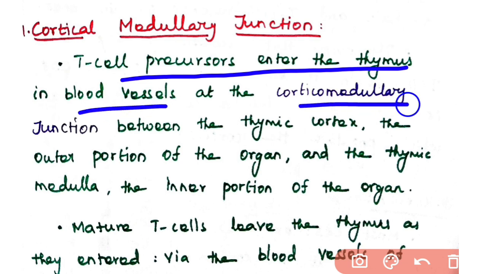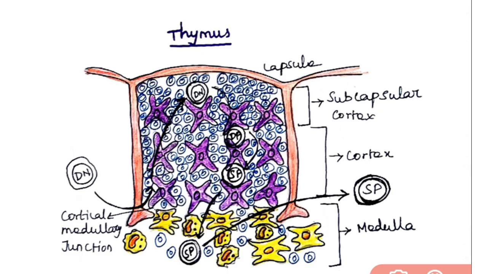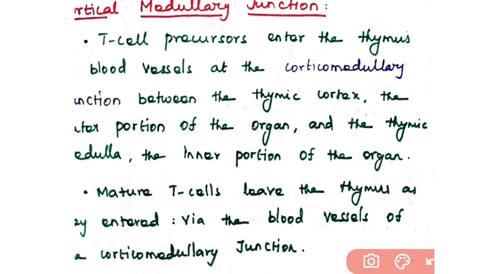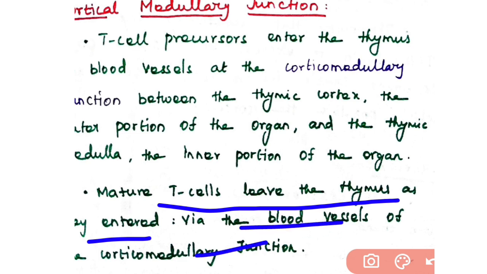at the corticomedullary junction. This junction is between the thymic cortex, that is the outer portion of the organ, and the thymic medulla, the inner portion of the organ. T cell precursors enter into the thymus at the corticomedullary junction. So they enter as double negative cells. Then mature T cells leave the thymus as they enter via the blood vessels of the corticomedullary junction.